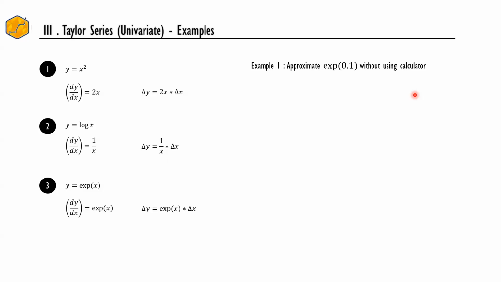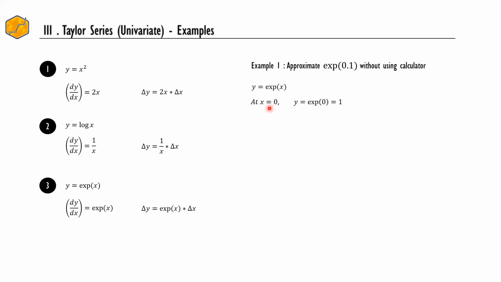Anything to the power 0 is 1, correct? If we know e to the power 0 is 1, the input, which was 0, has moved a little bit by 0.1. That's delta x. If it moved a little bit, how much would y, which is e to the power x, change? We can calculate that using Taylor series, right? So let's do this. This is our function, y equal to e to the power x.